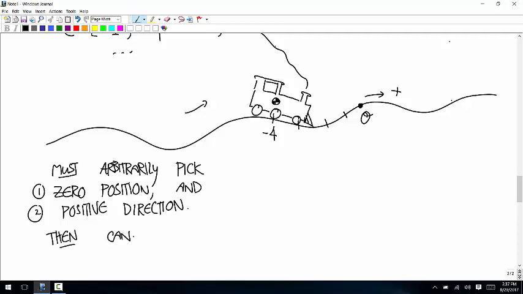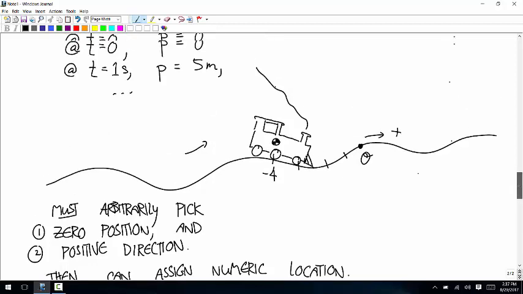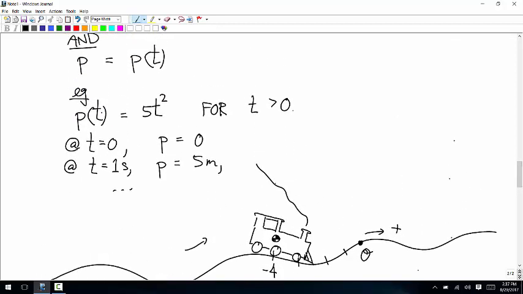So then you can assign a numeric position to every location. Since you can't assign a numeric position to a location until you make those choices, if there's any problem where they give you a position as a number, like, for example, this one I did here, where I already gave you the position as a function of time, that means those choices have already been made for you. Okay? There's no way to assign a number to a position until you make those choices.